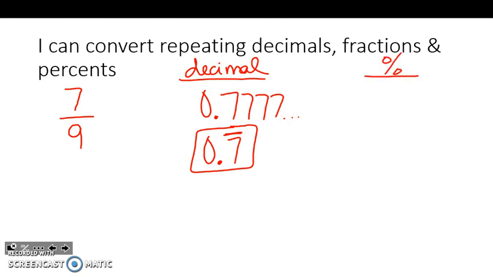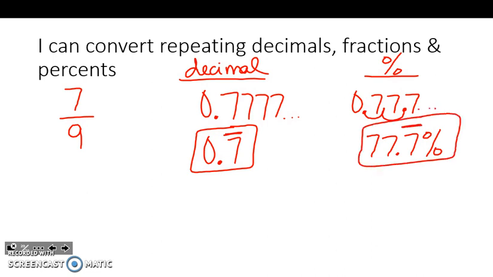And then to change it to a percent, I write down the decimal. And since it's only one digit, I only need 3 numbers. So then we go 1, 2 to the right. So I get 77.7%. And because that 7 continues, I have to put the bar over it. Guys, it will be wrong if you don't show me in the percent that that digit after the decimal is going to repeat forever and ever.